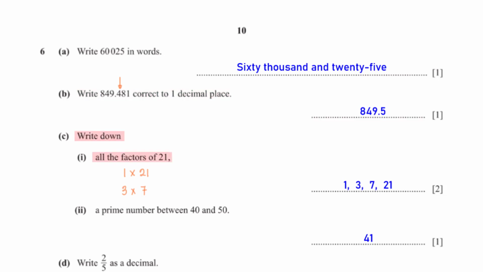Write down all the factors of 21. To get the factors of 21, we first need to list the numbers that multiply to give us 21. From this, we see that the factors of 21 are 1, 3, 7, and 21. Write down a prime number between 40 and 50. One of the prime numbers in this range is 41.